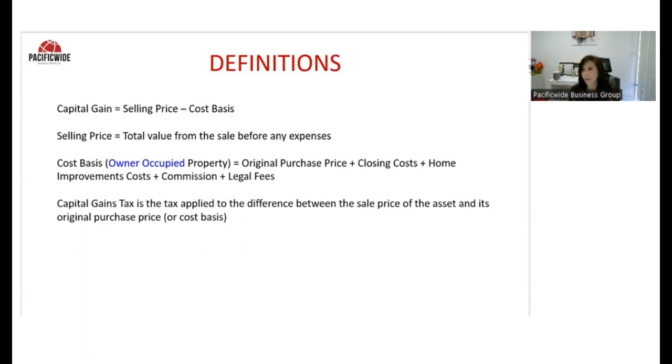For example, to make it easier to understand: in 2010, you purchased a home for $500,000. And your closing cost at that time is $5,000. So the original price is 500,000, closing cost 5,000. You might also spend some money on replacing the carpet, upgrading your bathroom, or painting the house again.